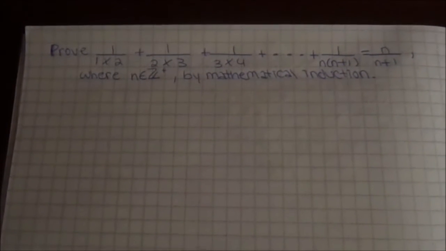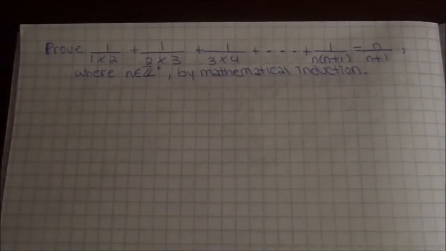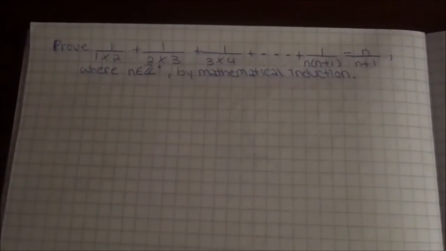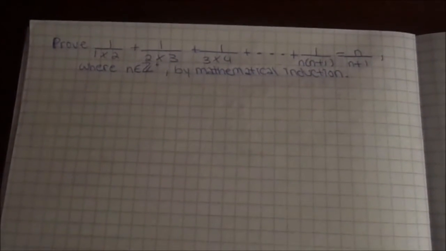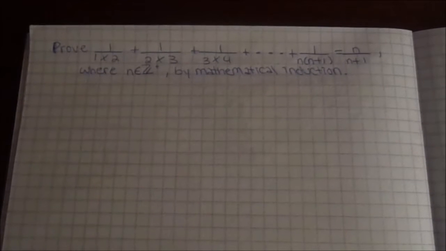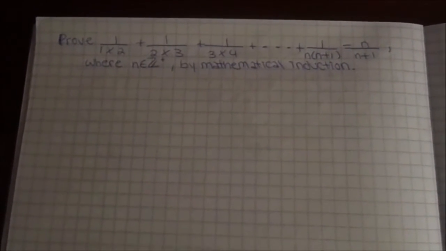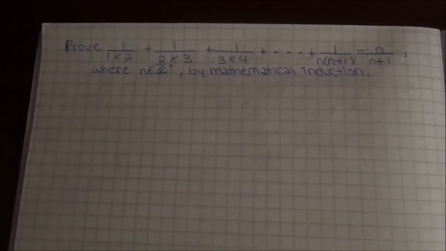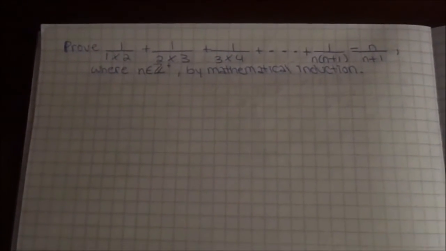So the problem I'm going to give you guys today is prove 1 over 1 times 2 plus 1 over 2 times 3 plus 1 over 3 times 4 all the way until 1 over n times n plus 1 equals n over n plus 1, where n is an element of all positive integers by mathematical induction.